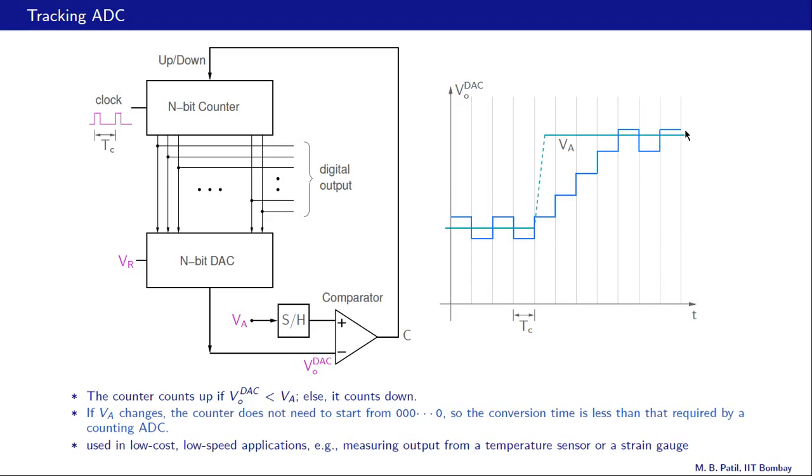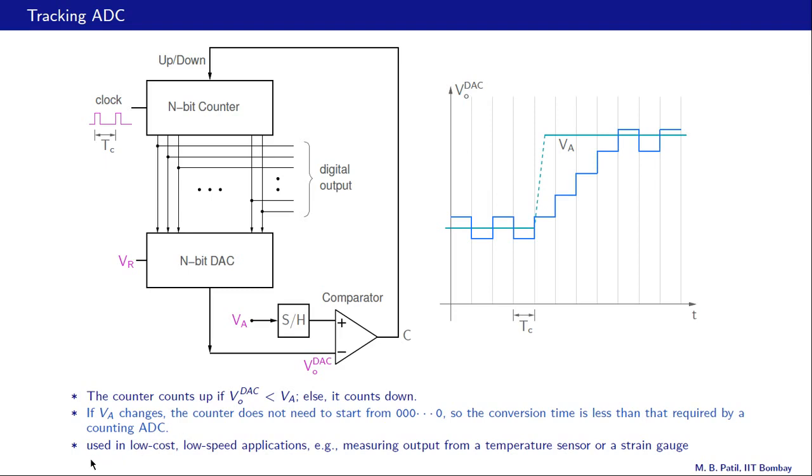Alright, in summary, the counter counts up if VO DAC is less than VA, else it counts down. If VA changes, the counter does not need to start from all zeros, so the conversion time is less than that required by a counting ADC, which we saw in the last slide.